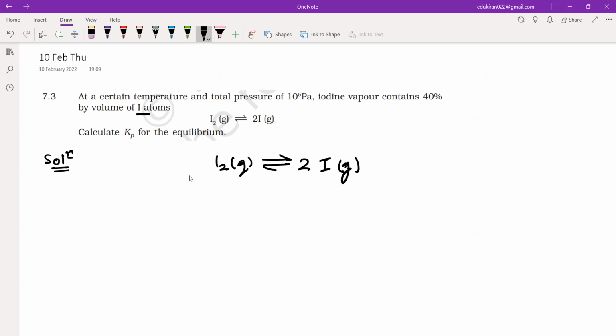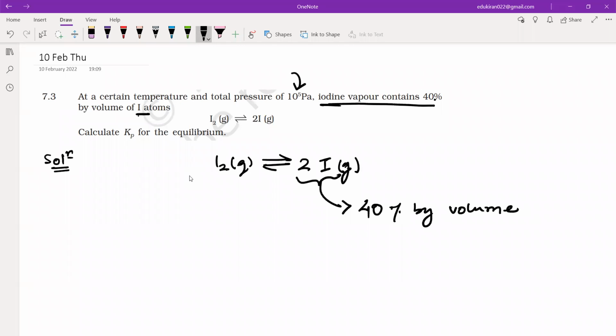Now what they are saying is that there is a total pressure of 10 to the power 5 Pascal, and the iodine vapor contains 40% by volume iodine atoms. So this is 40% by volume. Any problem till here? No, sir. No problem, right? So this is 40%.